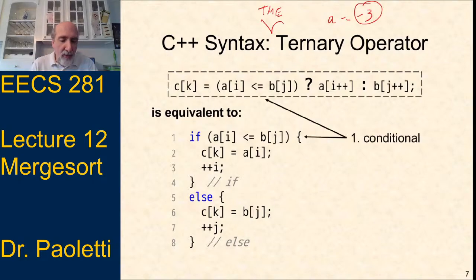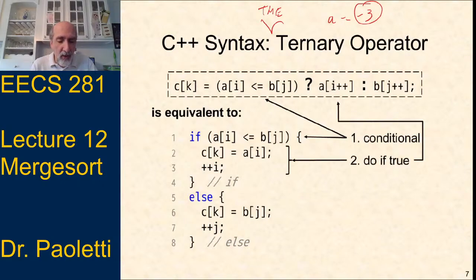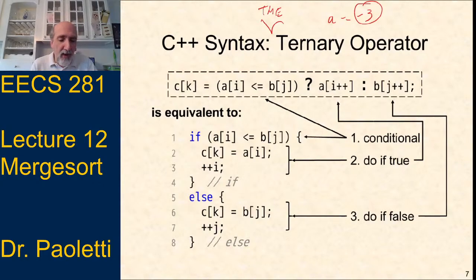So the ternary operator says, first of all, we have a test, a conditional, to make a decision. And then, if that condition is true, we do the second operator, or operand, sorry. So the first operand is the condition, second operand is what to do if it's true, and the third operand of the ternary operator is what to do if it's false.